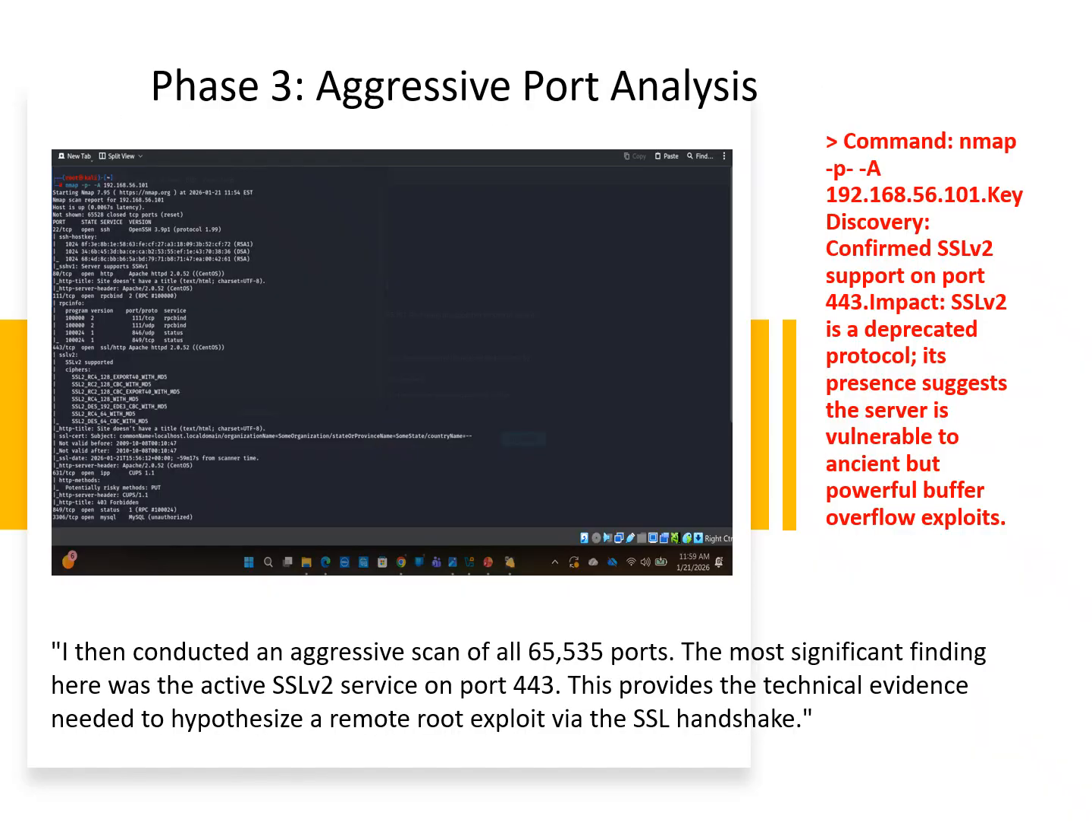I then conducted an aggressive scan of all 65,535 ports. The most significant finding here was the active SSLv2 service on port 443. This provides the technical evidence needed to hypothesize a remote root exploit via the SSL handshake.